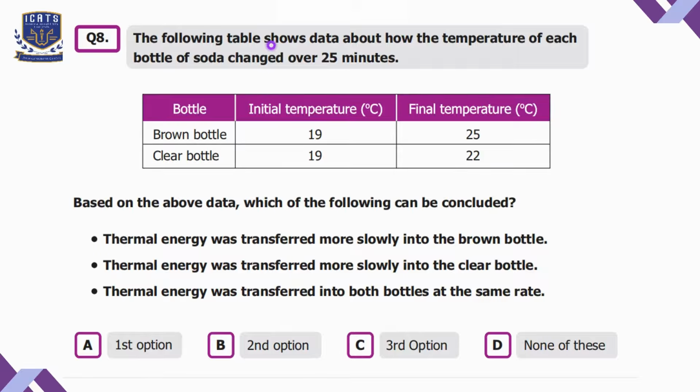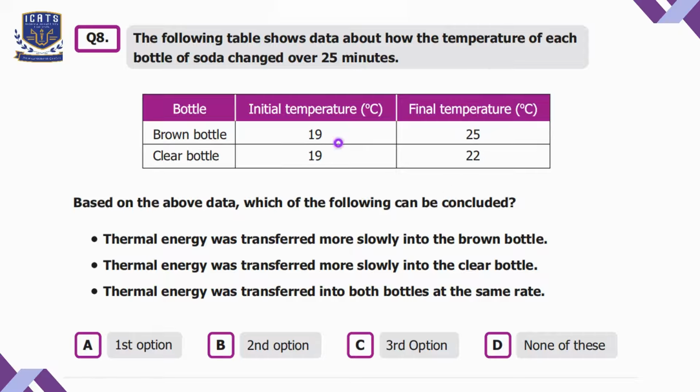Question number 8. The following table shows data about how the temperature of each bottle of soda changed over 25 minutes. So here we can see that the brown bottle's initial temperature was 19 degrees Celsius and final temperature was 25 degrees Celsius. Then for the clear bottle, the initial temperature is 19 degrees Celsius and final temperature is 22 degrees Celsius. Based on the above data, which of the following can be concluded?